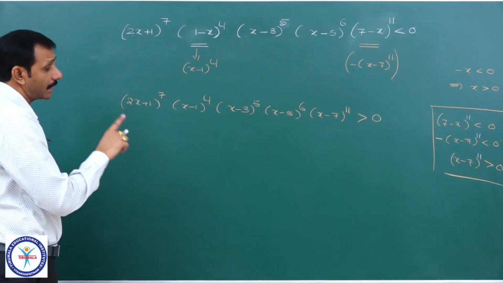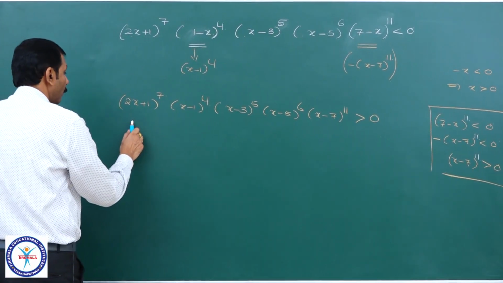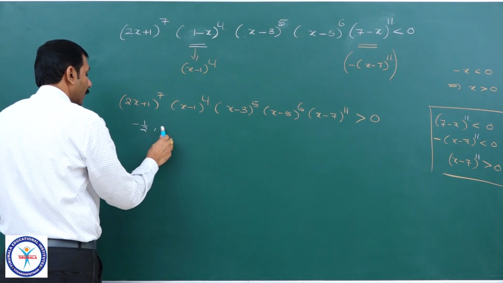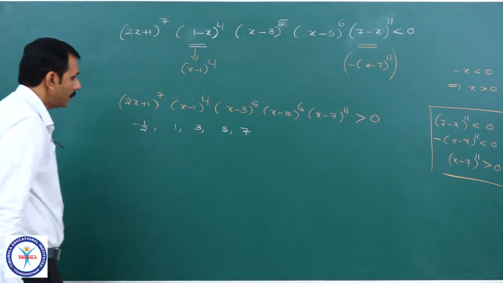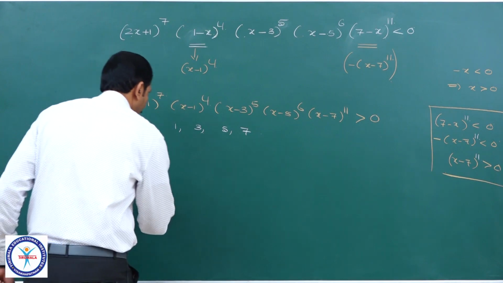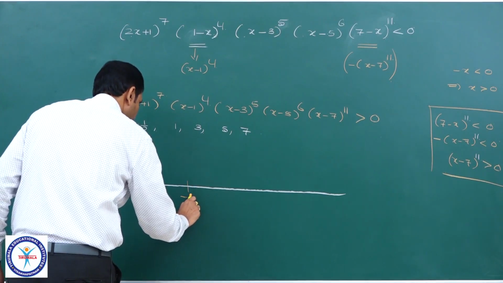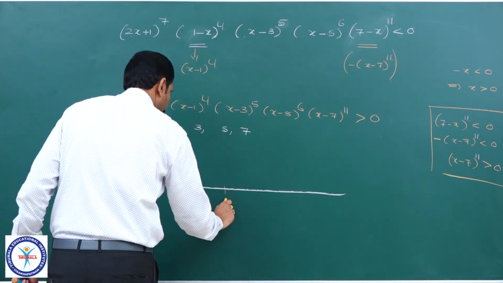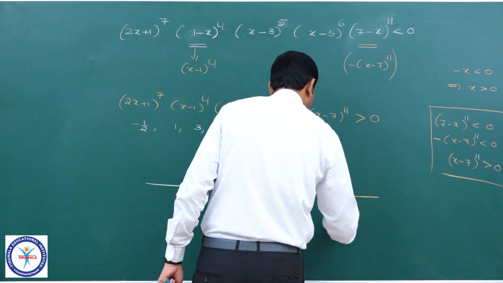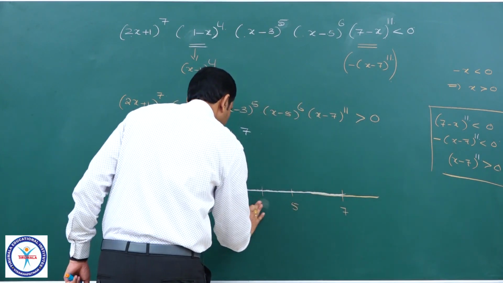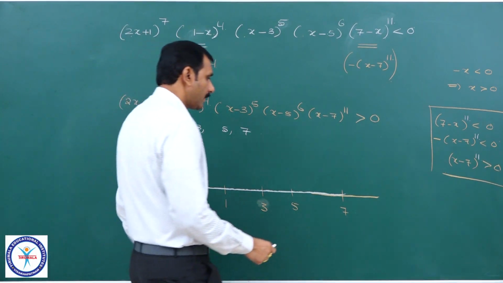Therefore, for this inequality, if you take the left hand side, write the zeros. What are the zeros? Minus 1 by 2, here 1, here 3, here 5, here 7. Yes, it is in ascending order only. Take a real line and mark all these zeros. Here minus 1 by 2 is there, 1 is there, 3, 5 and 7. Now observe. Yes, extreme right is always positive, put a plus sign.